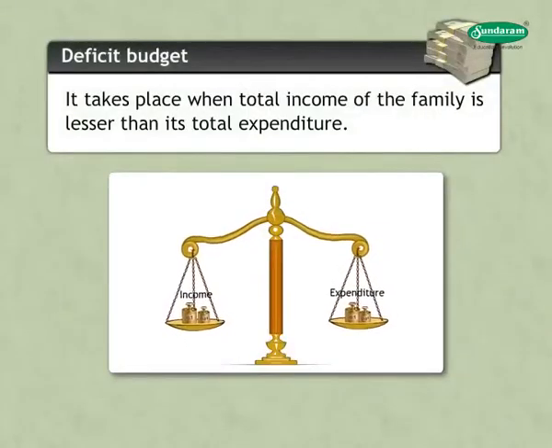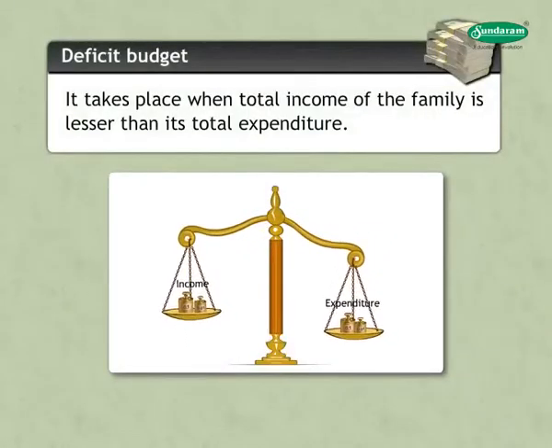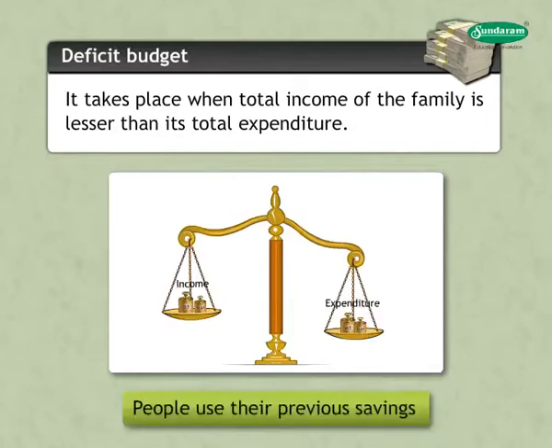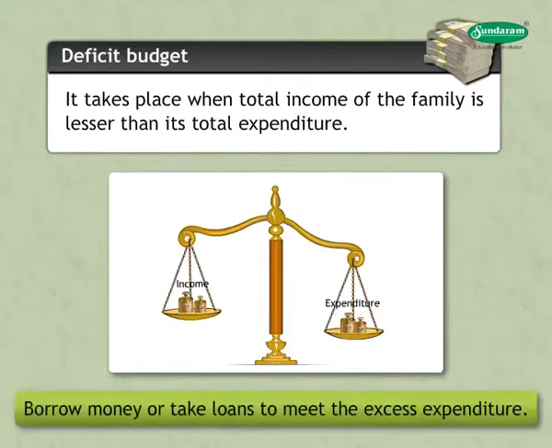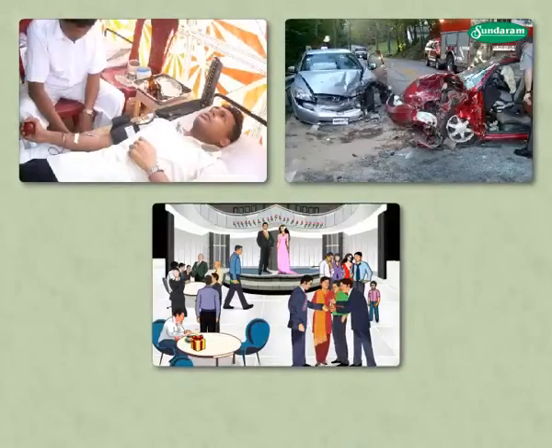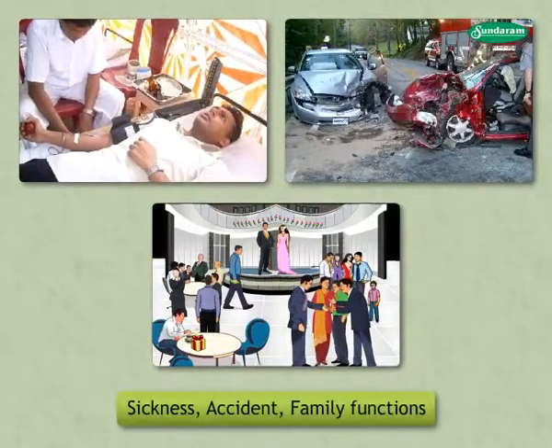2. Deficit budget. It takes place when total income of the family is lesser than its total expenditure. In this case, people use their previous savings, borrow money, or take loans to meet the excess expenditure. Sometimes, family budget becomes deficit due to uncertainties like sickness, accident, family functions, etc.